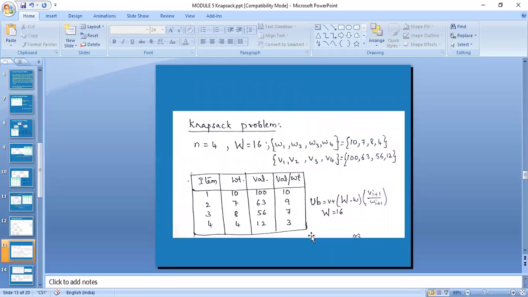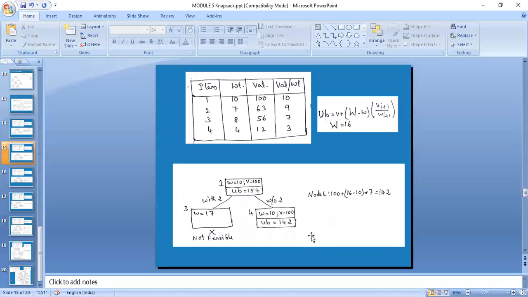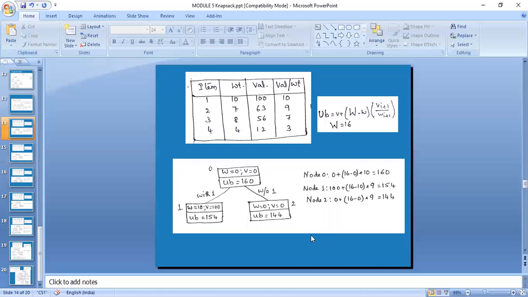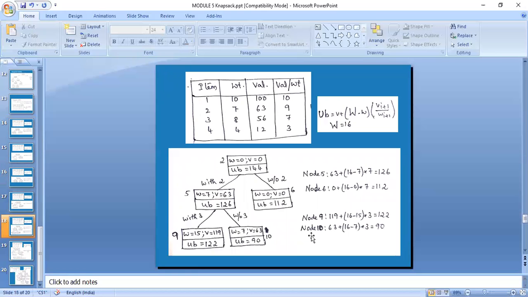So I've taken another example. It says that n equal to 4, W equal to 16, with weight and value given for all the 4 items, and the maximum capacity is given. Use the formula, calculate and find out the upper bound value for the root node. Similarly, for the root node, the weight and value will be 0. So based on that, you calculate all the values, compare the values and get to know what is your optimal solution.